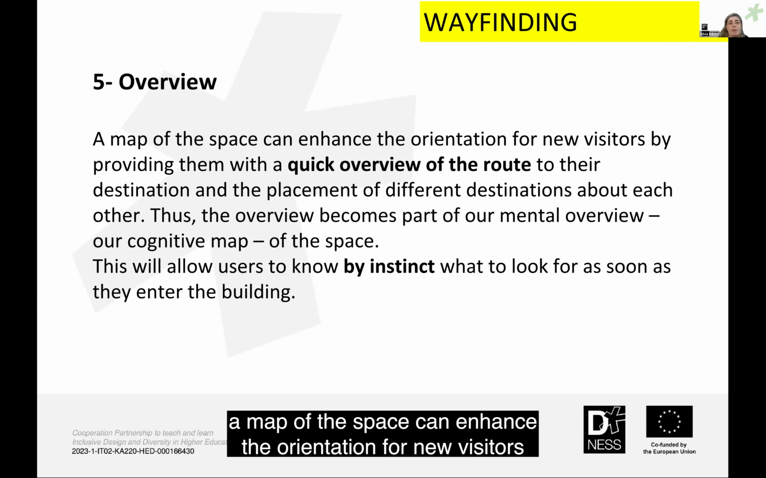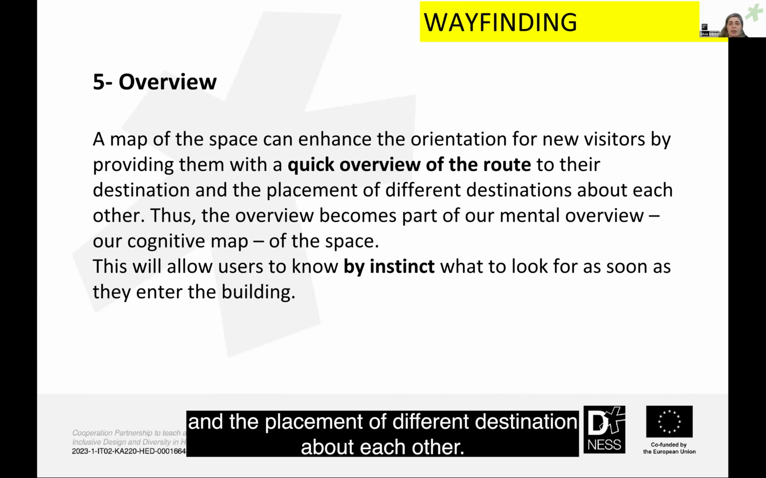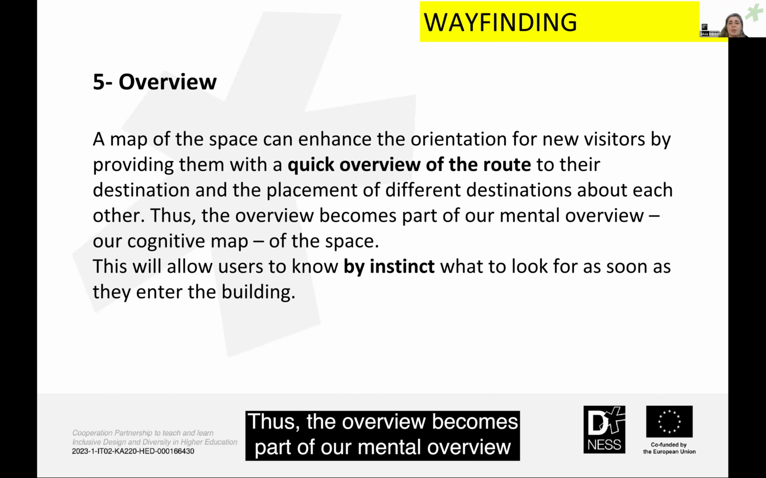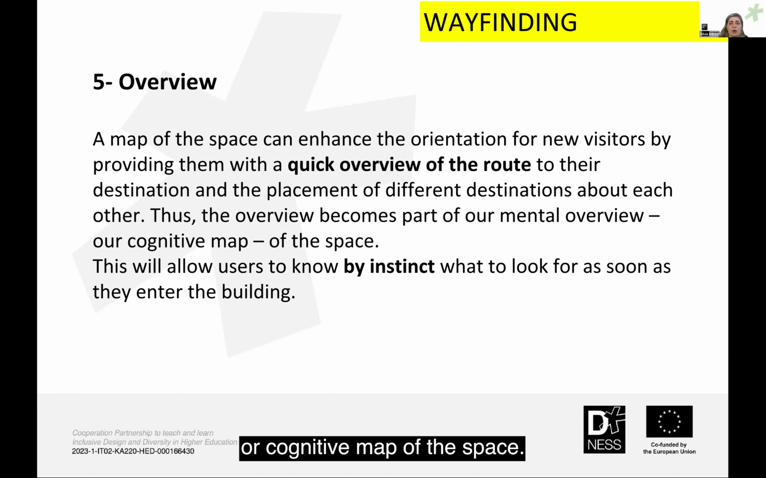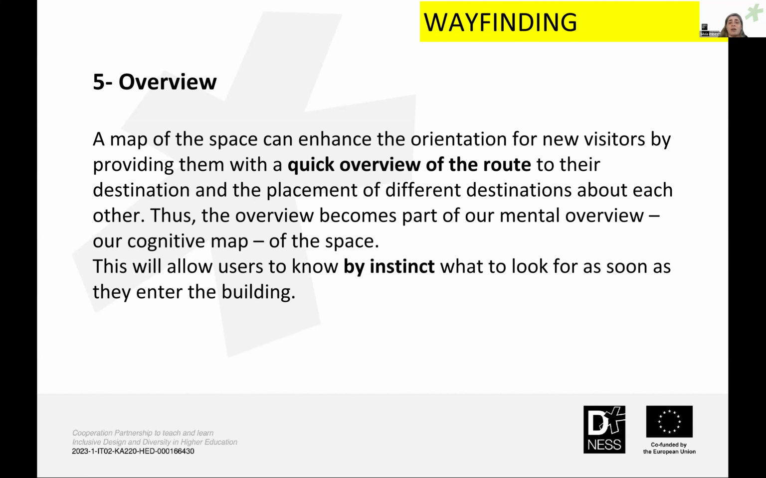Overview. A map of the space can enhance the orientation for new visitors by providing them with a quick overview of the route to their destination and the placement of different destinations about each other. Thus, the overview becomes part of our mental overview or cognitive map of the space. This will allow users to know by instinct what to look for as soon as they enter the building.